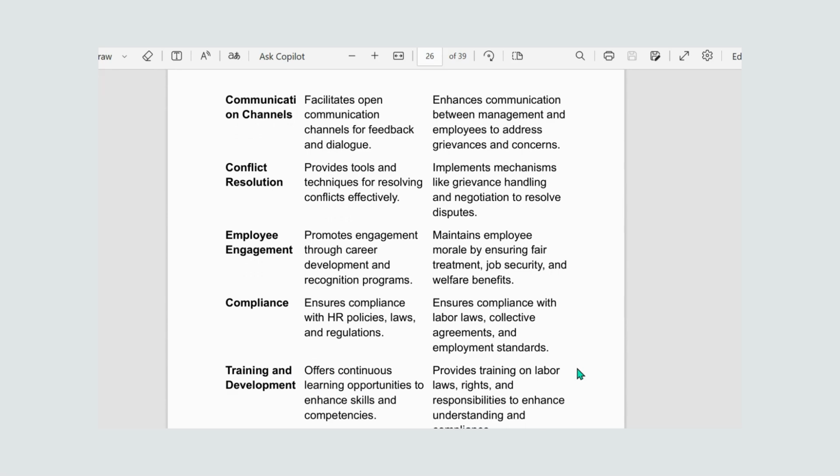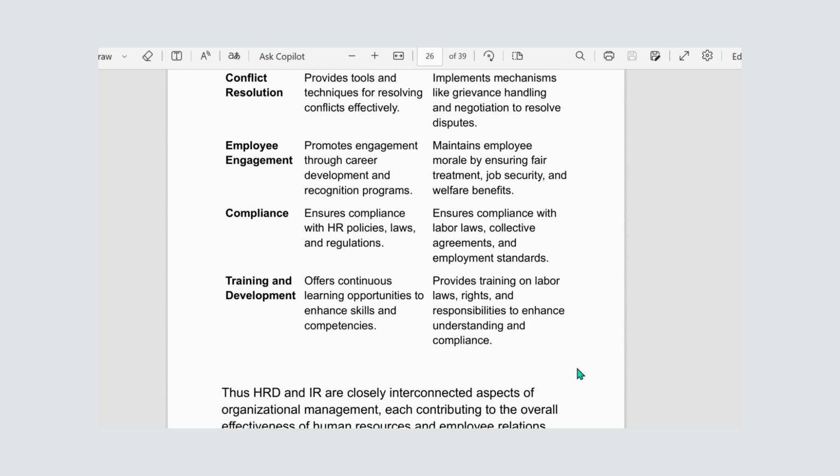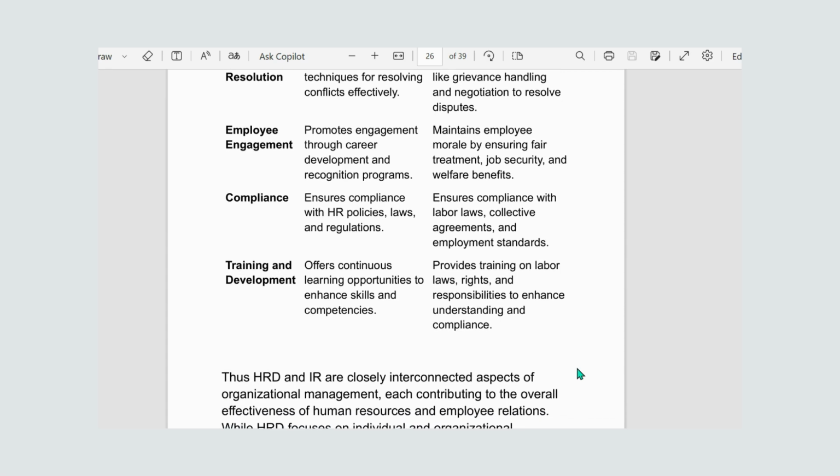Conflict resolution in HRD provides tools and techniques for resolving conflicts effectively, whereas in industrial relation, it helps to implement mechanisms like grievance handling and negotiation to resolve disputes. Employee engagement, then the compliance and training and development. These are some other points that can be included for explaining the interconnection between HRD and industry relation.